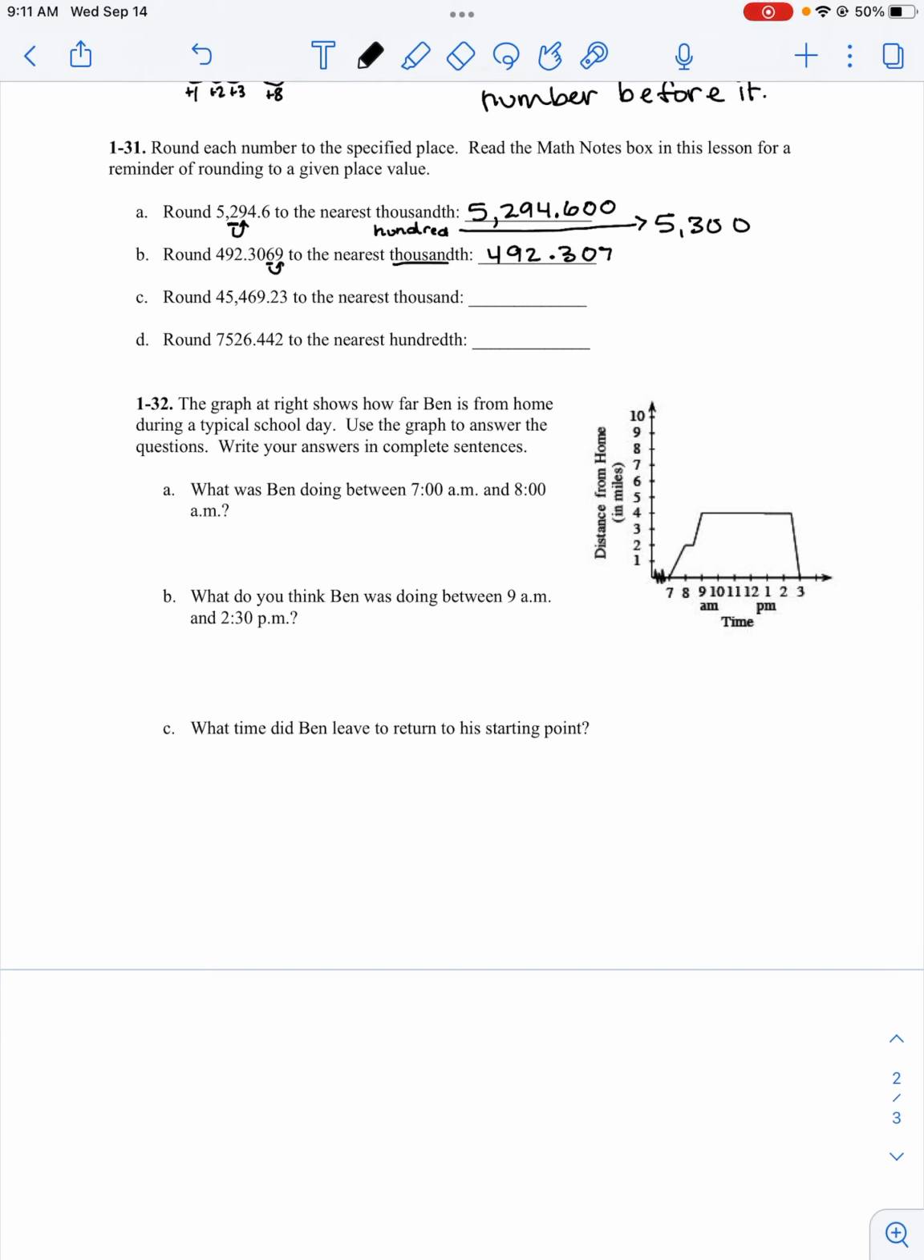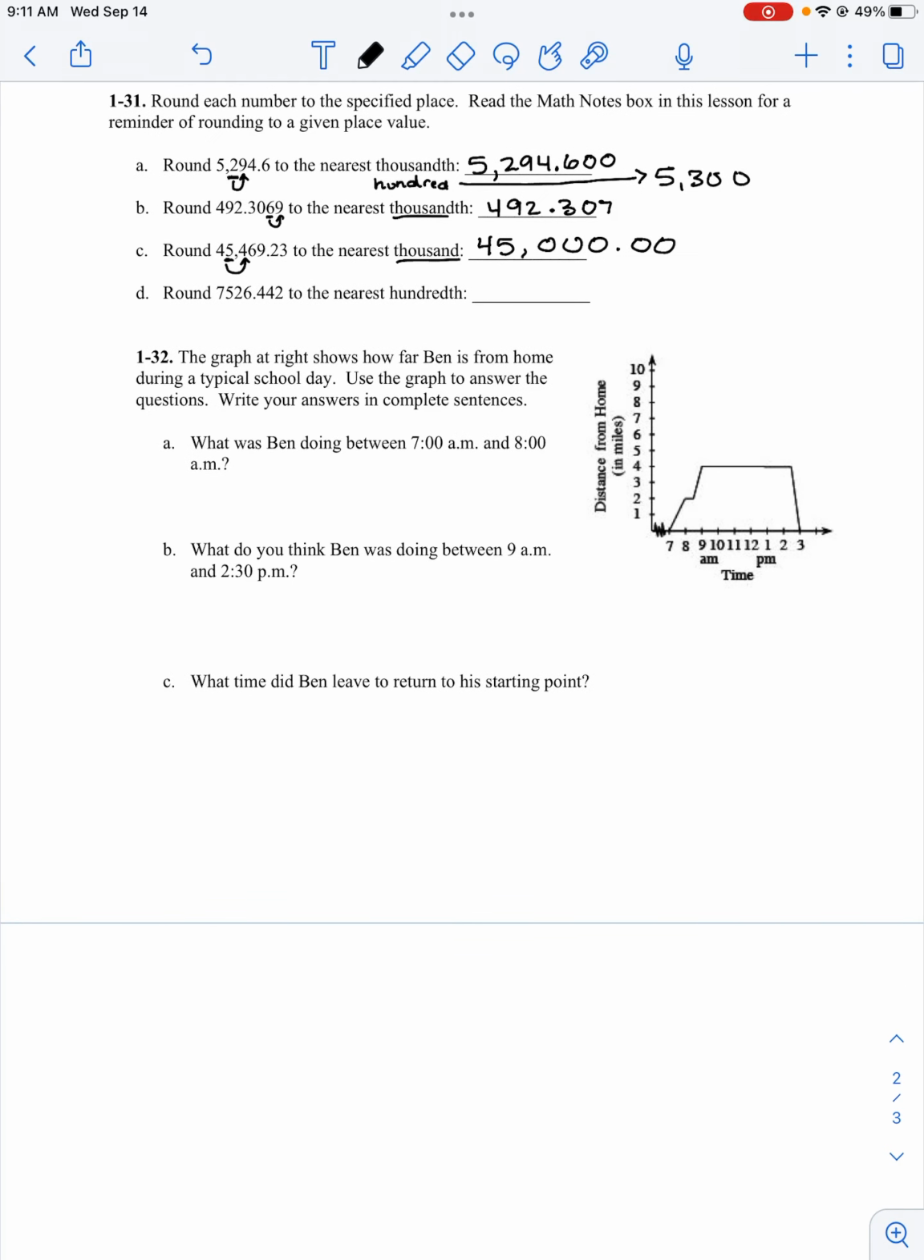Round 45,469 and 23 hundredths to the nearest thousand. I'm gonna go to my thousands place, which is my 5. I'm gonna look next to it. It is less than 5. So I keep my 5 the same and everything else turns to zeros.